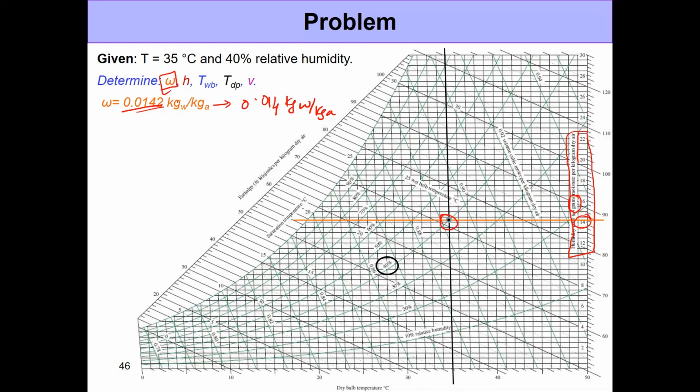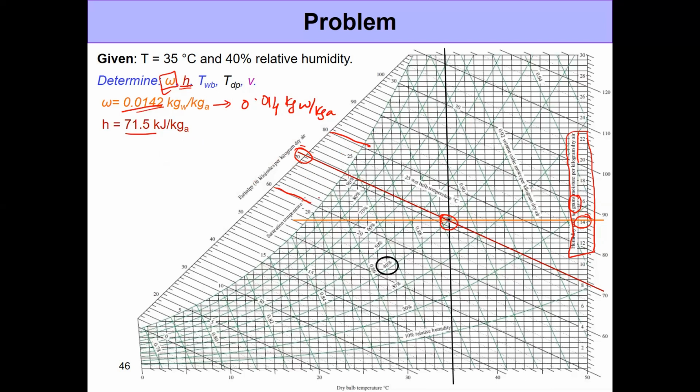Now about h, which is the mixture enthalpy, you just need to draw a line parallel to the enthalpy lines, which are these lines. This is for 80, this is for 60. And you see that this value is pretty close to 70, but slightly higher than 70. So if you look at it closely, you see that it's about 71.5 kilojoule per kilogram of air. Okay, so that's the enthalpy.